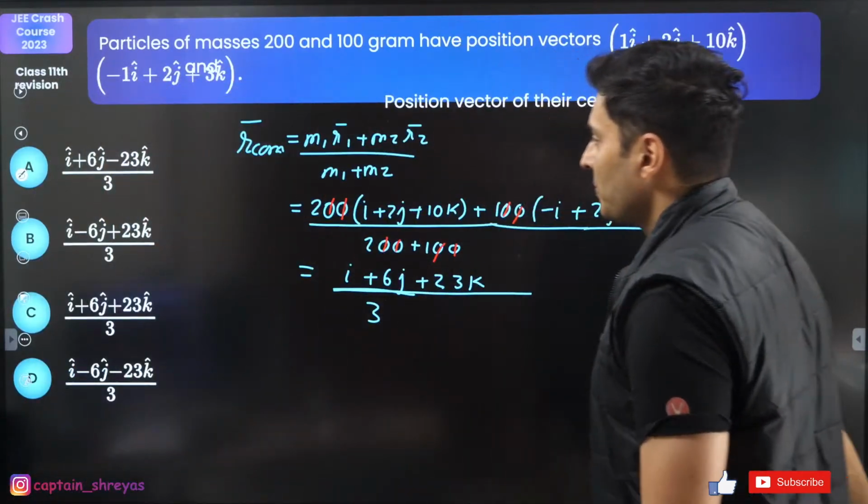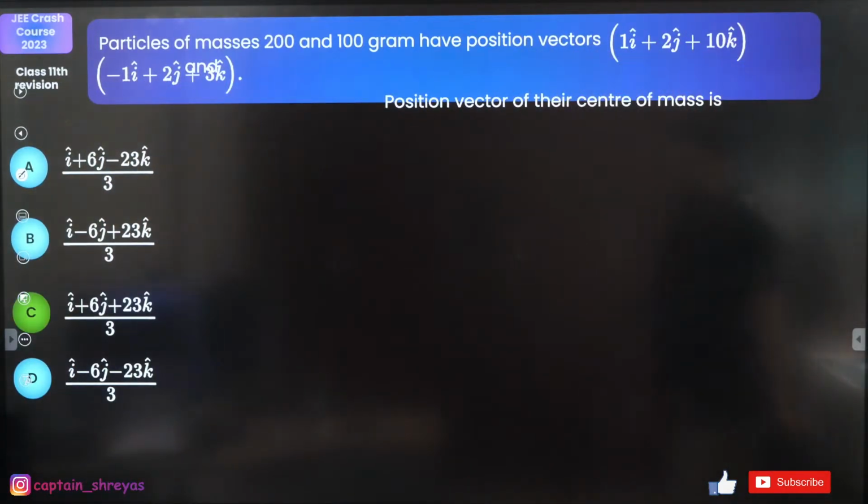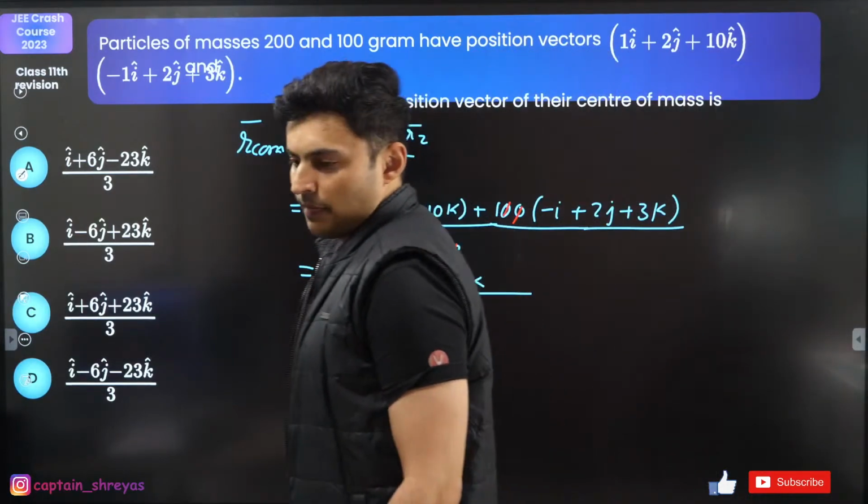So see where it is. i plus 6j plus 23k, that's option C, of course. Very good.